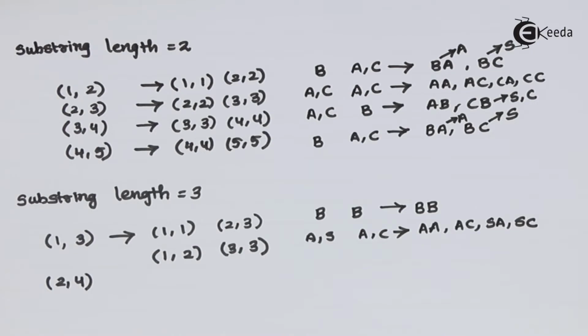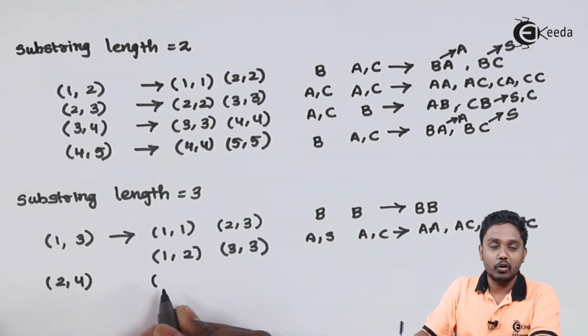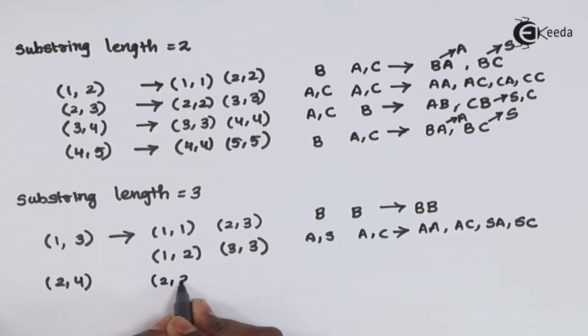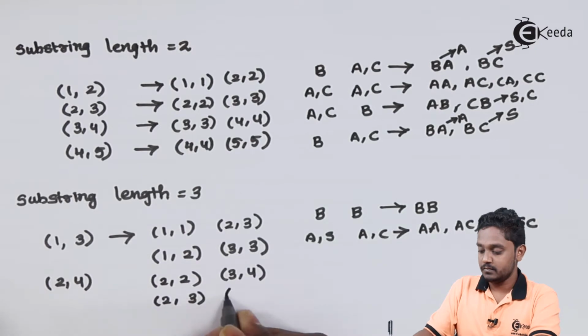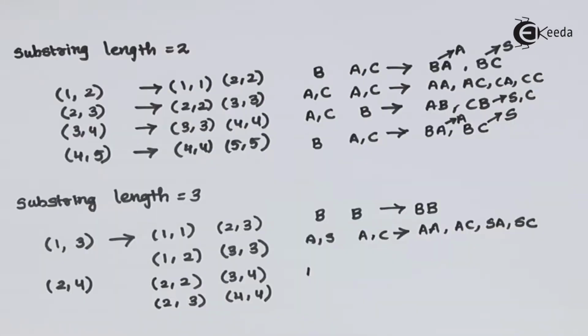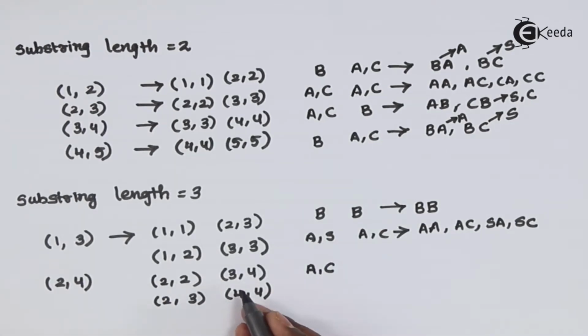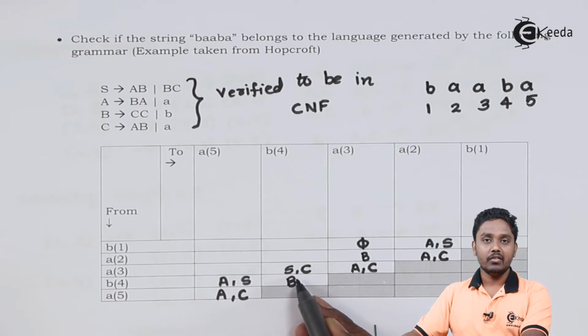Let us see the next string 2 4. The splits possible are 2 2 followed by 3 4, or 2 3 followed by 4 4. Let us see which are the productions producing them. 2 2 is produced by A or C. Next portion is 3 4. Let us check 3 4. We see that 3 4 is produced using S or C.